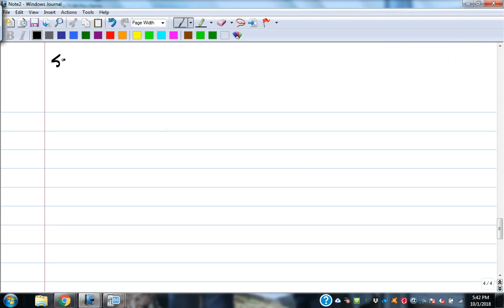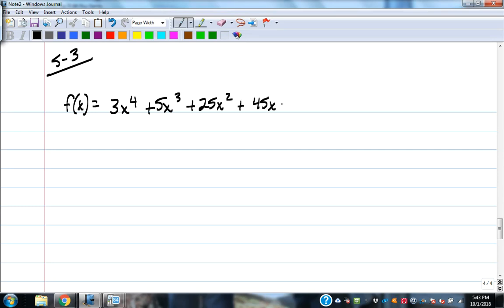This is actually section 5.3. I blend them together because they're the same thing. There's nothing different in 5.3 as far as finding the zeros of the polynomial. So let's try this one. F of x equals 3x to the fourth plus 5x cubed plus 25x squared plus 45x minus 18.